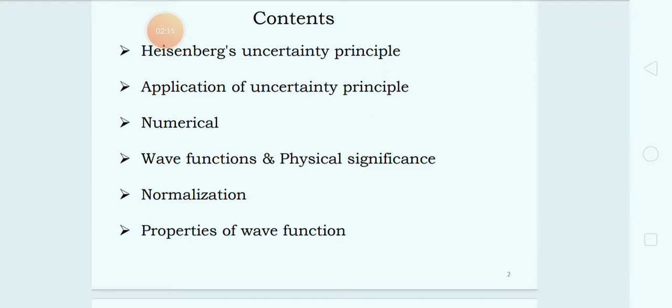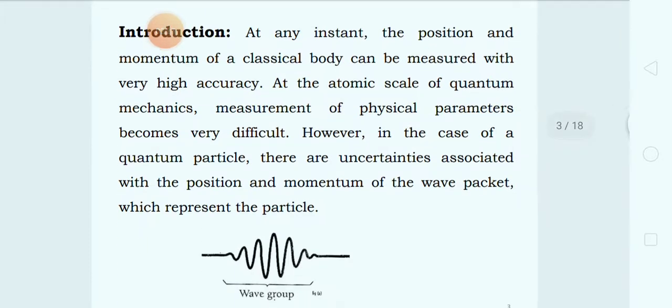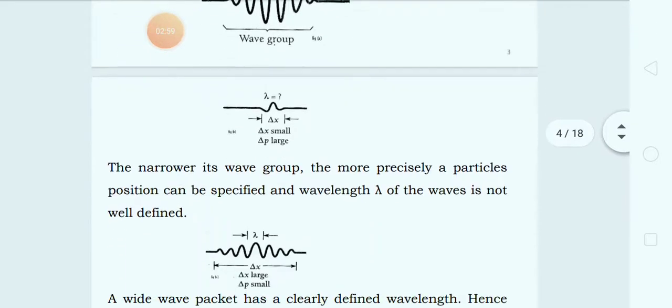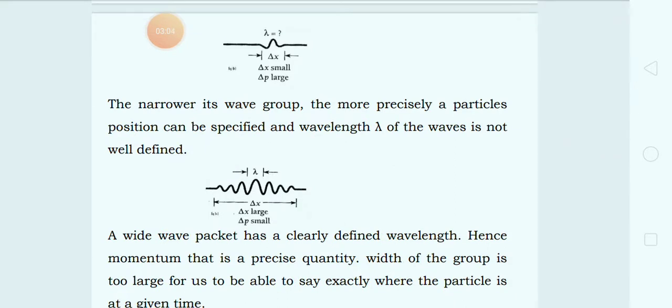In case of a quantum particle, there are uncertainties associated with the position and momentum of the wave packet which represents the particle. Let us consider a wave group which is formed due to superimposition of two or more waves traveling with slightly different wavelengths. A wave group is shown in the slide. A particle corresponding to this wave group may be located anywhere within the group at a given time. If the wave group is narrow, the particle's position can be measured more precisely.